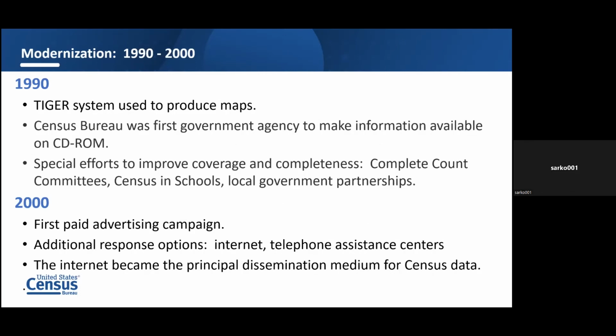1990 census, we created the Tiger system, which produced our maps. And that early GPS was developed here in the Census Bureau. Instead of having to hand draw these maps, which is hard to believe, up until 1990, our geographers would literally overlay and hand draw many of these maps. So now we were able to use early GPS data and other input to produce our maps. And also in 1990, we were the first government agency to make the information available on CD-ROMs.